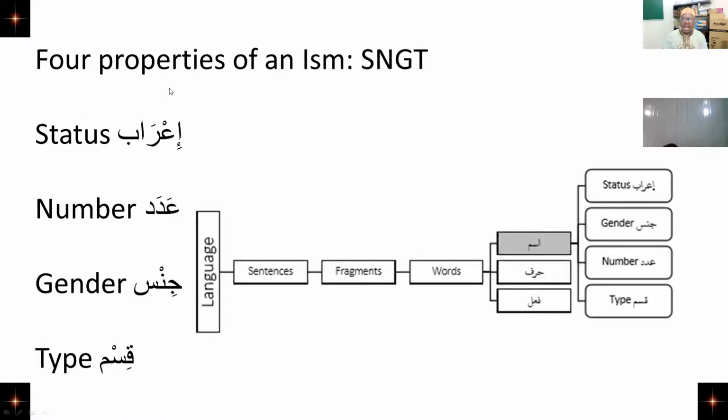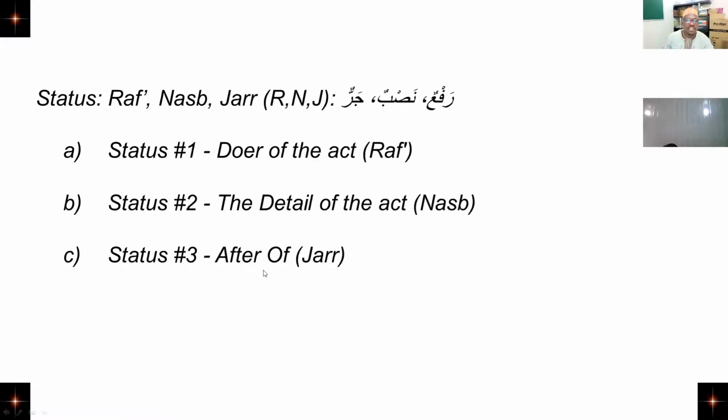Okay, so now we will come to learn what these status are, what the numbers in Arabic are, what the genders in Arabic are, how many types of ism we can have, how many genders, how many numbers, and how many status of ism we can have. But for now, SNGT, put it in your minds, please, as we go. SNGT, good.